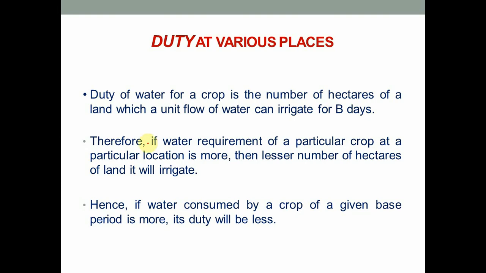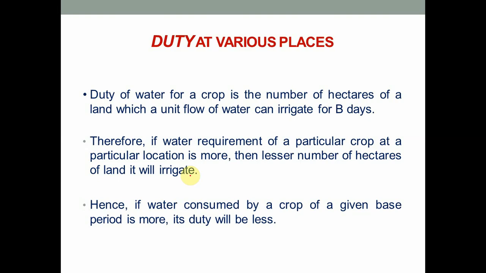Okay, so now duty of water for a crop is the number of hectares of land which a unit flow of water can irrigate for B days. This, you know, is the definition of duty. It is the total number of hectares of land which a unit flow or a unit discharge of water, that is 1 cumec, can irrigate for B number of base period. Therefore, if the water requirement of a particular crop at a particular location is more, then a lesser number of hectares of land will be irrigated.